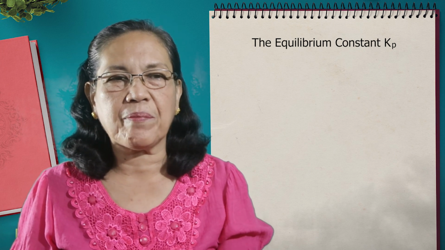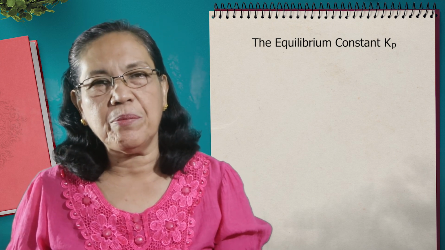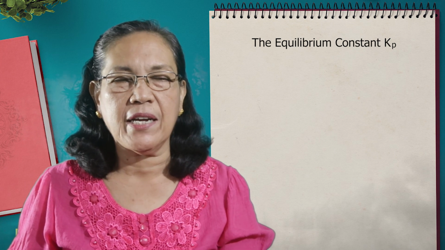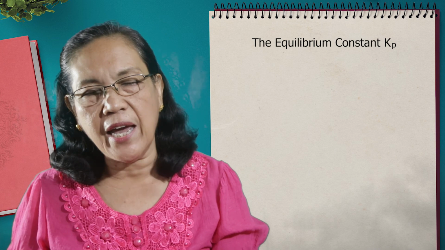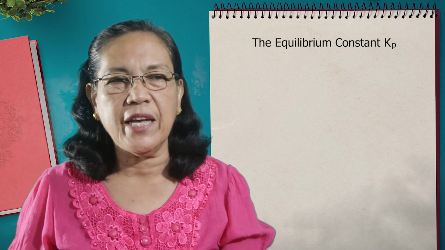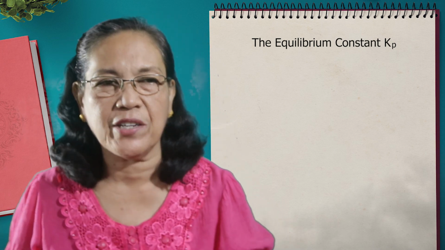dioxide gas. So in the beginning, calcium carbonate is a solid forming calcium oxide, which is a solid, and carbon dioxide is a gas. So what kind of reaction is this? This is a heterogeneous reaction.